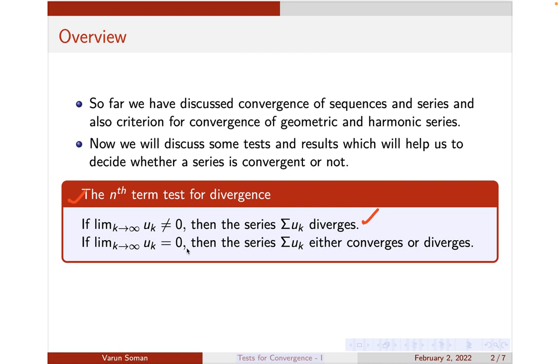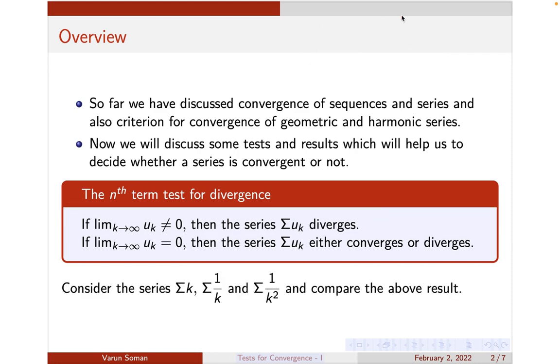But if it is 0, we can't say whether it is divergent or convergent. You will have to use some other test. Okay, this is a very simple test. If the kth term does not go to 0, definitely you can say that the series will be divergent. But if it goes to 0, we can't say whether it is divergent or convergent. It can be divergent sometimes, it can be convergent sometimes. For example, the series sigma 1 by k square is convergent, while the series sigma 1 by k is divergent. These are the harmonic series or p-series which we have discussed earlier. So from that I am telling this is convergent and this is divergent.